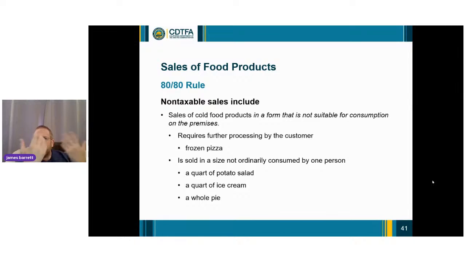It's not normally taxable because you can't eat it raw. You're not supposed to eat raw pizza dough. You're supposed to take it home and cook it yourself. Similarly, food sold in a size not ordinarily consumed by one person. That's a crucial adverb there. Just because you can eat a quart of ice cream yourself doesn't mean it's taxable, right? Or doesn't mean you should do that either. But it would be taxable under the 80-80 rule, okay?